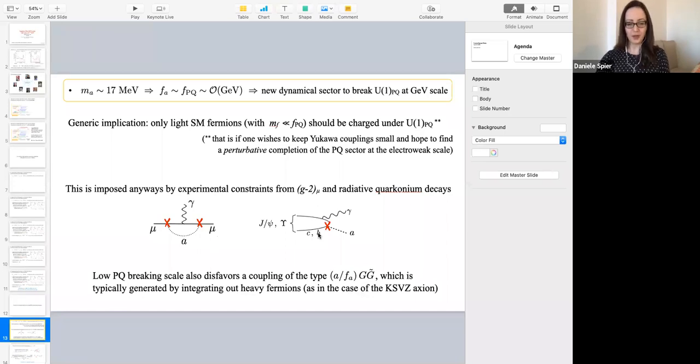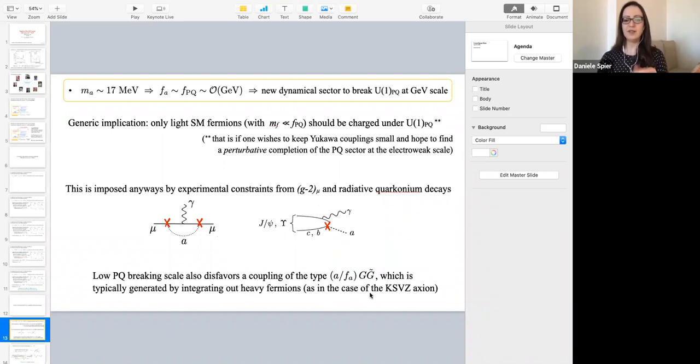Okay, one more comment I wanted to make, and I hope this is not going to generate confusion. Sometimes it does, which is, this is a model that has a low PQ breaking scale. And so from a UV completion perspective, if you think about the couplings that you're generating between the axion and the Standard Model, a coupling that generically doesn't appear is axion to GG dual. This coupling usually comes from integrating out heavy fermions that carry PQ charge. You integrate them out and then you generate this type of coupling. That's the case of the KSVZ axion.